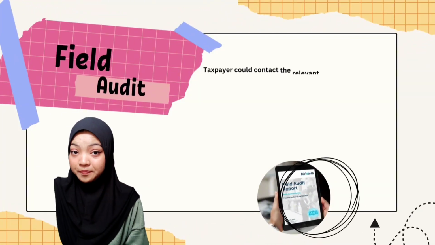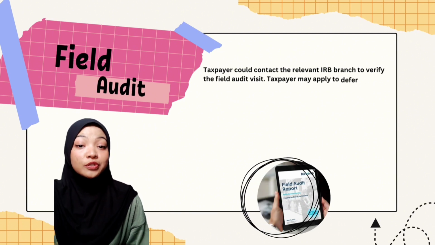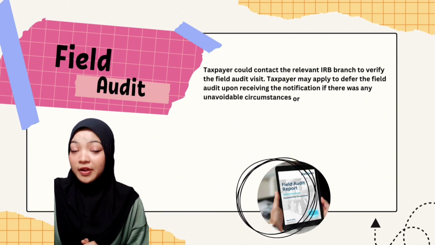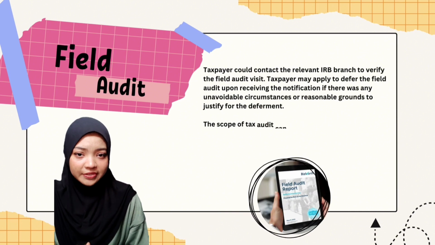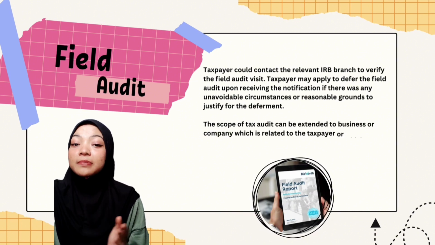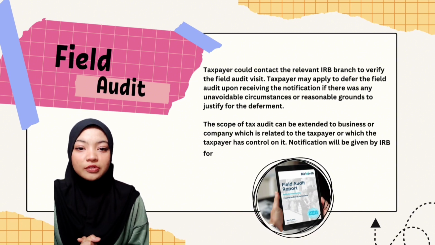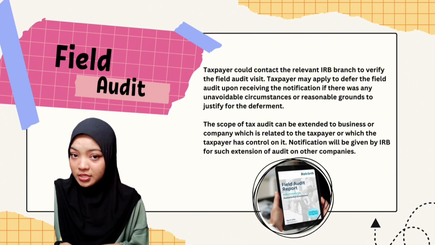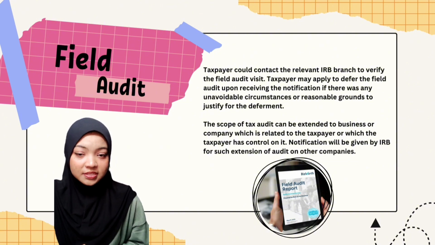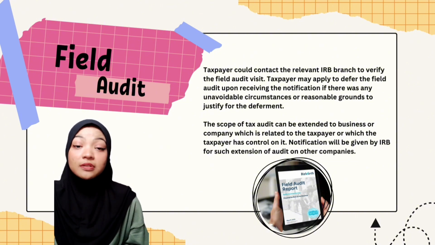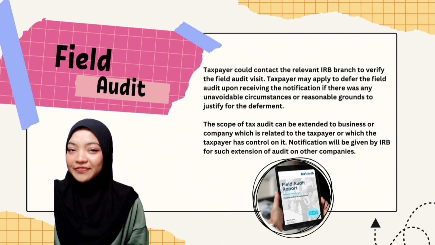As a taxpayer, they can also contact the relevant IRB branch to verify the field audit visit. Taxpayers may apply to defer the field audit upon receiving the notification if there are any unavoidable circumstances or reasonable grounds to justify the deferment.